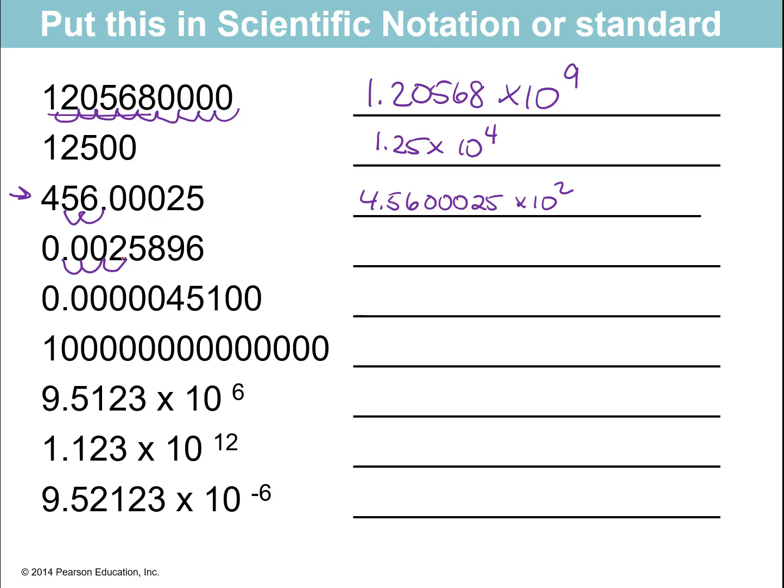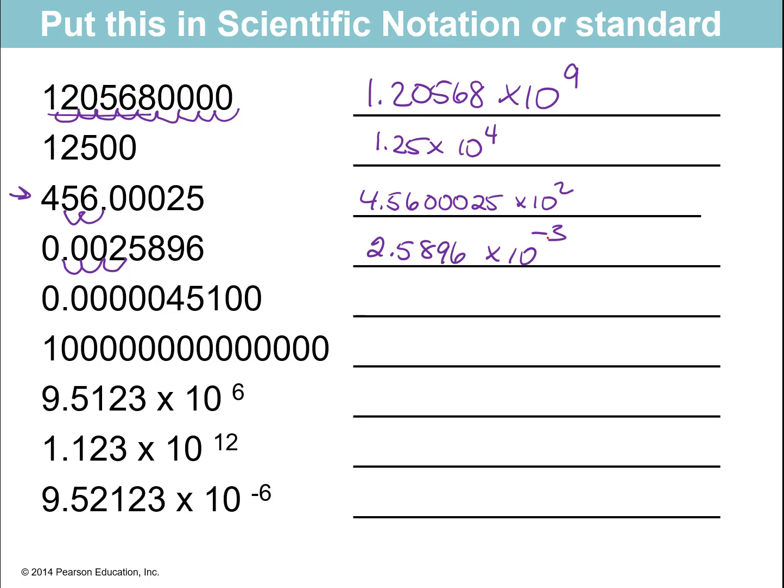To the right, so it's going to go 3 places to the right. So this would be 2.5896 times 10 to the negative 3. So remember that if the number is smaller than 1, it's a negative exponent. So if you see an exponent with a negative, always make sure that you go to the left when you go back to expand it.